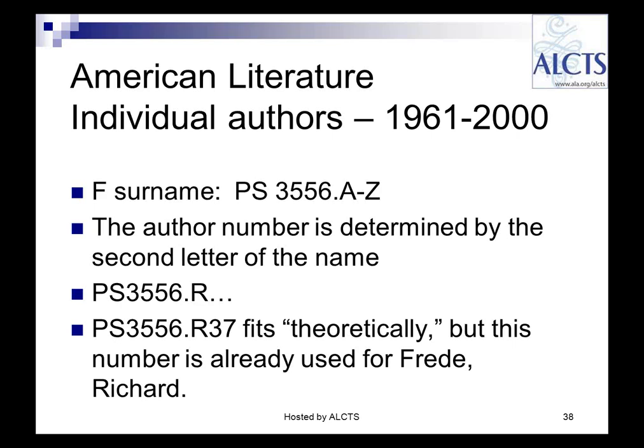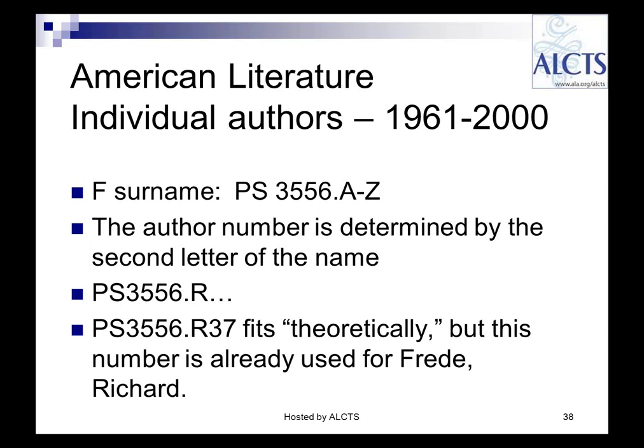I know that I should be classed in American Literature, subclass PS, individual authors, and I'll be in the date range 1961 to 2000 because this work was copyrighted in 1971. So my surname begins with F, and the basic classification number for authors with surnames beginning with F in American Literature 1961 through 2000 is PS3556.A-Z. And again, I will be instructed in the schedule that the author number is determined by the second letter of the name. So the second letter of the surname is R. So the number should start out PS3556.R.